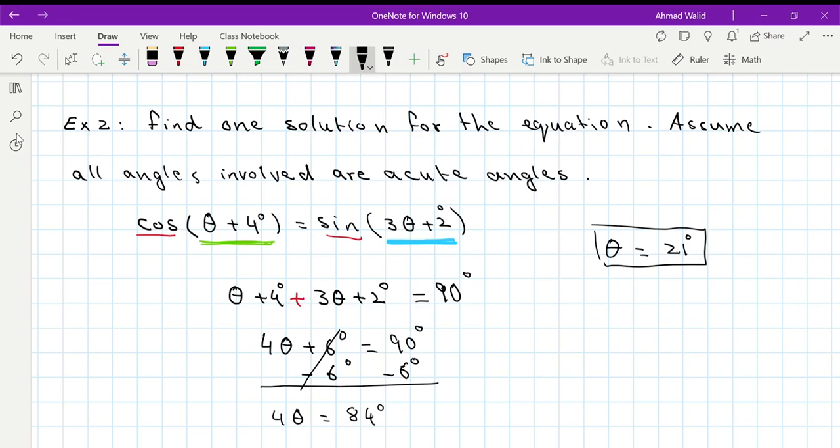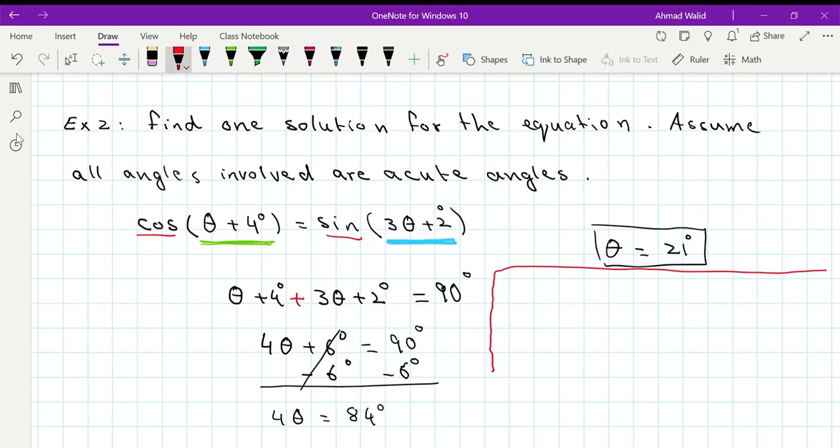If you want to see, let's check. This is not part of the problem. They are not asking you. They just ask you to find the solution. But do you want to check if these two angles that I underlined with green and blue, they are complementary to each other? Plug in 21 here.